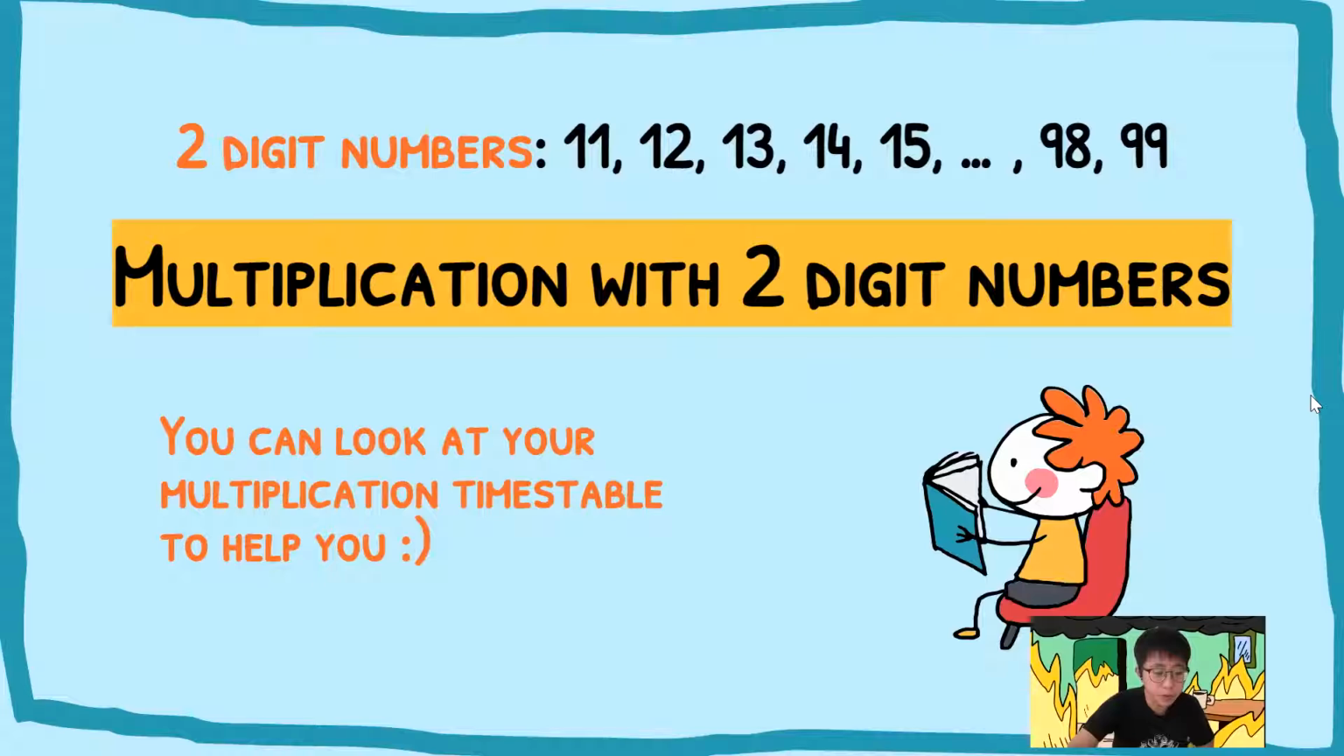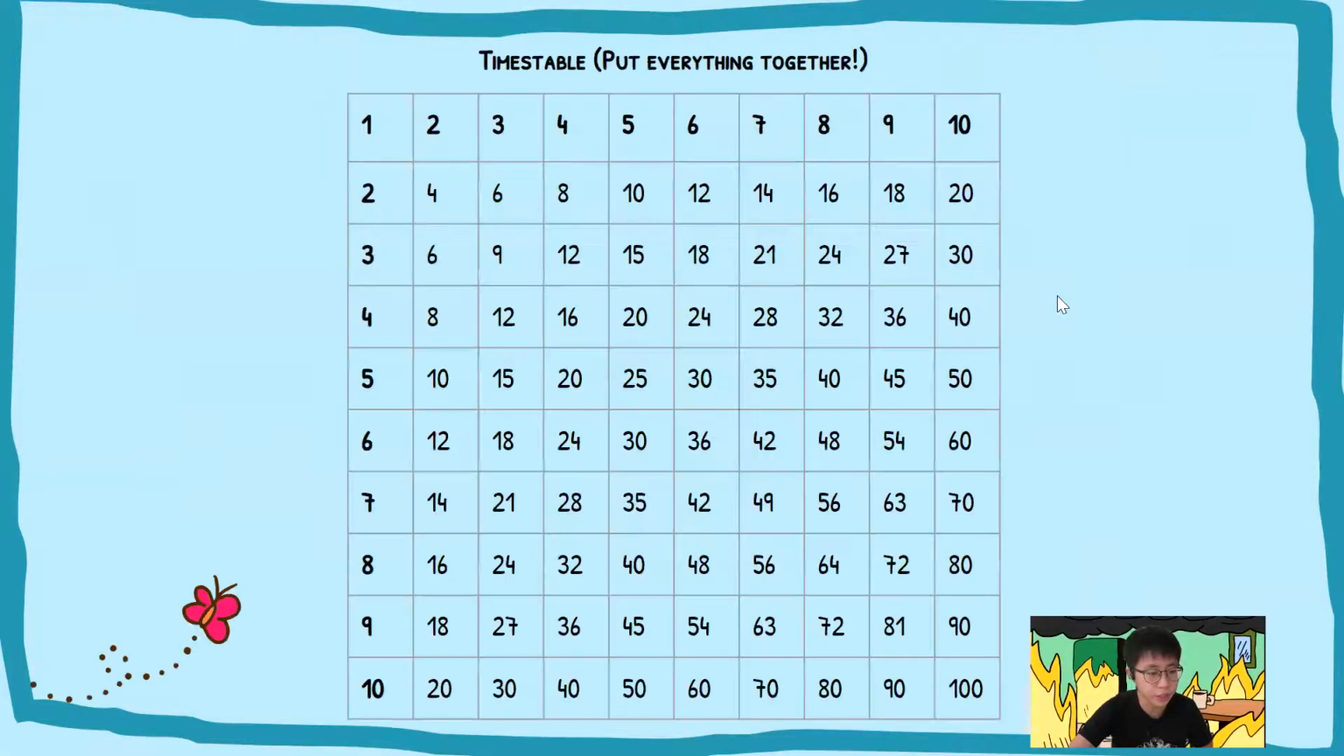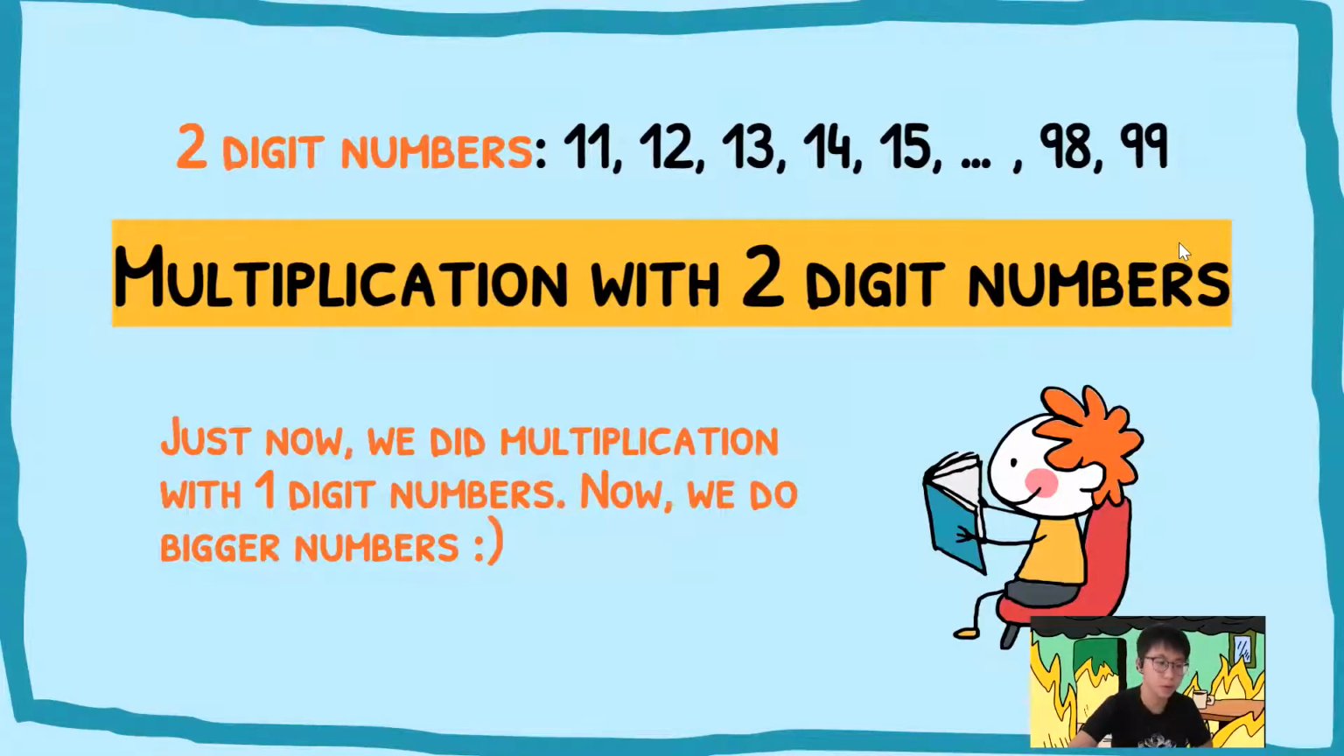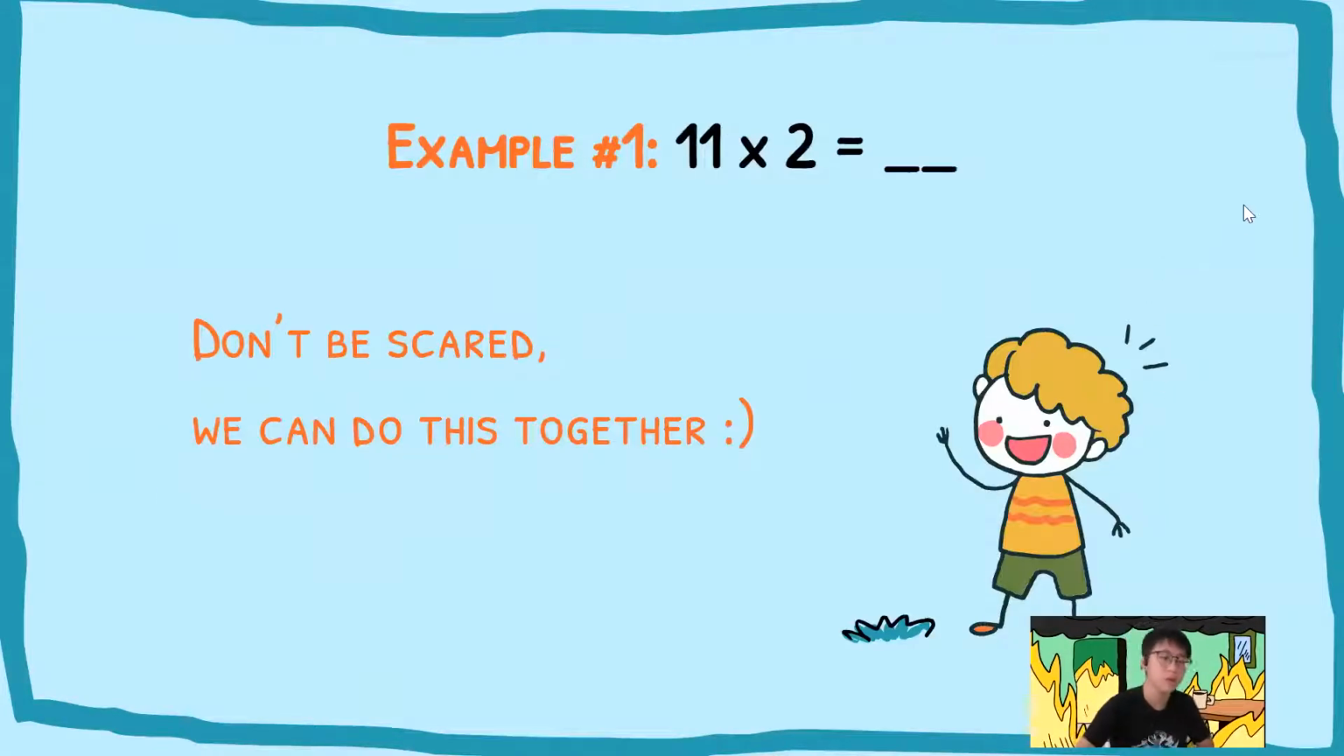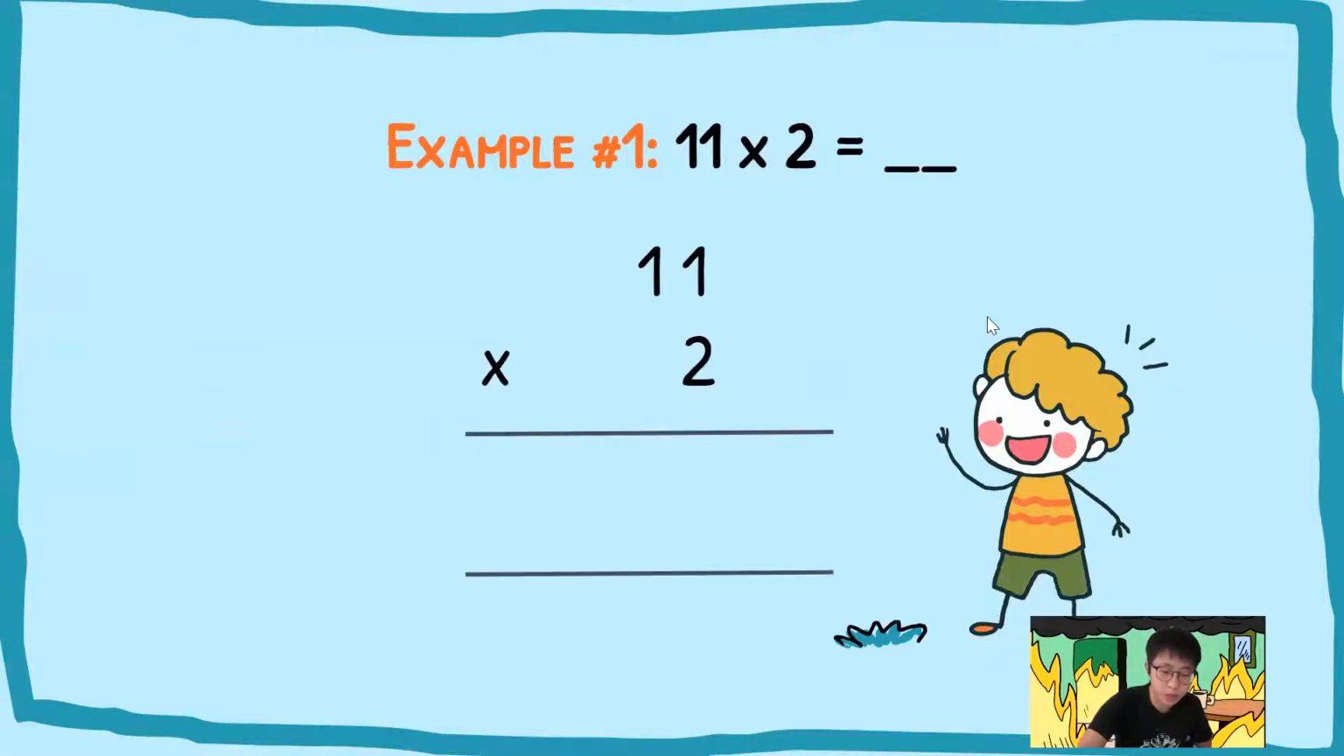You can refer to the multiplication times table that we did earlier from here. You can see this times table. So the first example is 11 times 2. Right? Don't be scared, we can do this together. So 11 times 2. How do we calculate this? We use long multiplication.